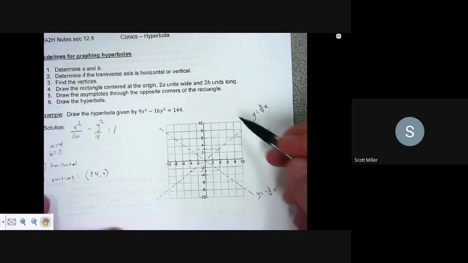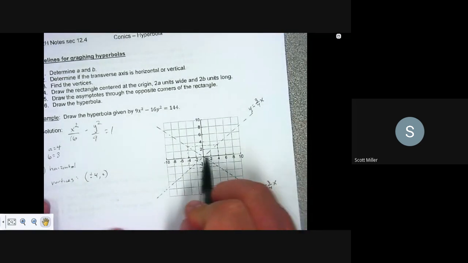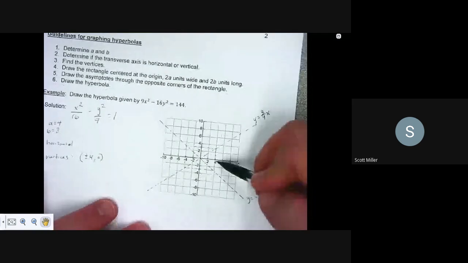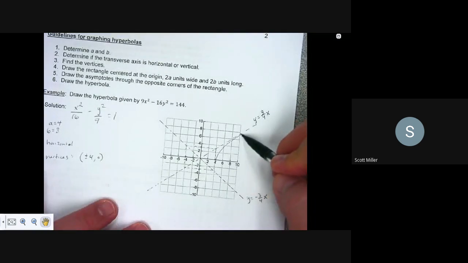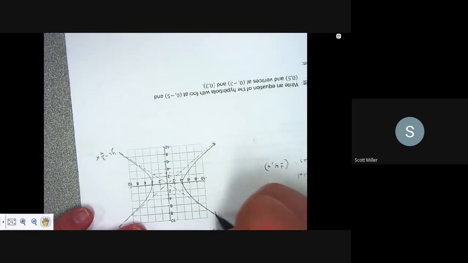And so we know that it opens right or left because this is my transverse axis right here. And so that is the vertex. So it's going to be in between these things. So just draw a nice smooth curve, getting closer to that. Do the same thing over here, getting closer to that. Okay, see what I'm doing? Little arrows on the ends.